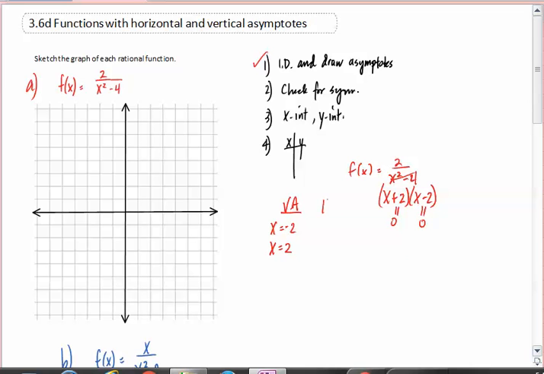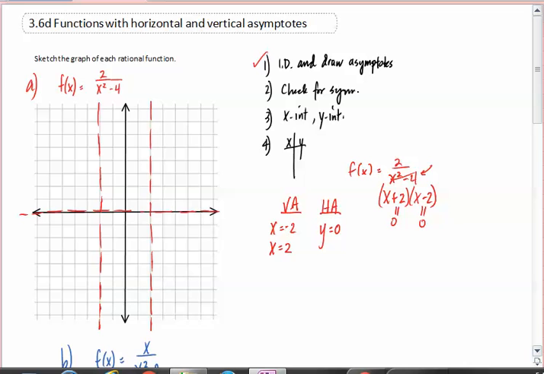Now I'm going to go to the horizontal asymptotes. And this is bottom heavy, right? And so my horizontal asymptote is y equals 0. Now I'm going to immediately put those on the graph. There's the vertical asymptote x equals 2. There's the vertical asymptote x is negative 2. And here's the horizontal asymptote y is 0.